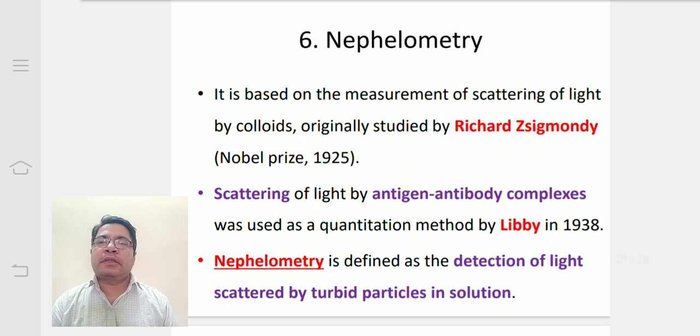The next method is nephelometry. It is based on the measurement of scattering by colloids, originally studied by Richard Zsigmondy, who was awarded the Nobel Prize in 1925. Scattering of light by antigen antibody complexes was used as a method of application by Libby in 1938. Nephelometry is defined as detection of light scattered by turbid particles in solution.